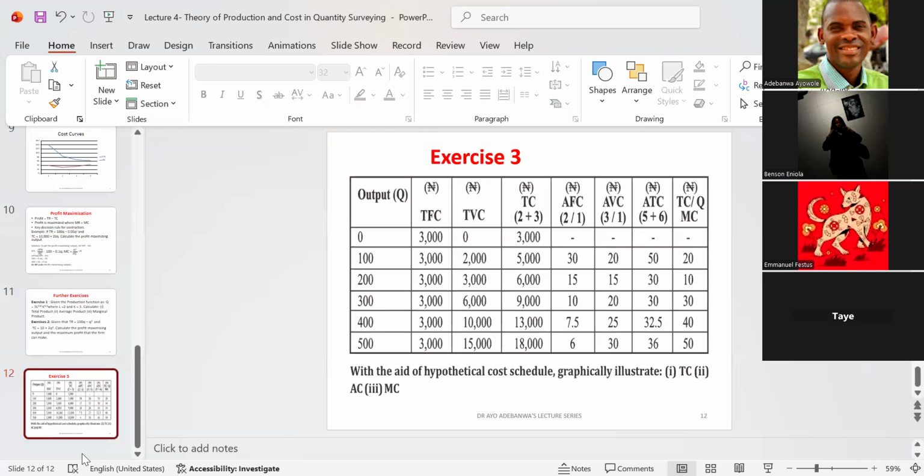Then the last slide is talking about exercise 3. Already you have the formula on top of the columns. Each of the columns, you have the formula there. So if I omit any figure here, you should be able to solve it. So the question now says, with the aid of a hypothetical cost schedule, graphically illustrate TC, AC, and MC. So with this table now, you can draw your TC, your AC, and your MC. And then you can decide to use your own figures, but you can use the figures here to draw the table.